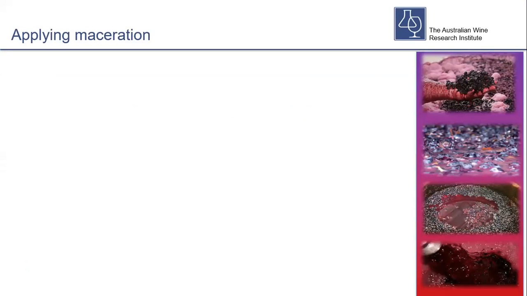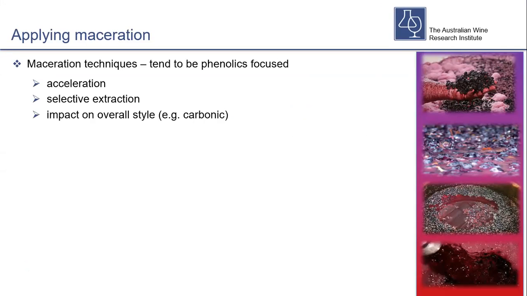So when we talk about maceration, we're really talking about techniques that for red wines tend to be phenolics focused. If we think about how we can use maceration, there are various approaches and reasons for using it. One reason might be to accelerate maceration, in other words, to be able to get the must off skins earlier, so that you can free up tank space. Another reason might be to selectively extract certain phenolics or other compounds from the grapes. And ultimately, one can apply maceration to have an overall impact on wine style. An example of this would be carbonic maceration, which is a unique wine style in and of itself.